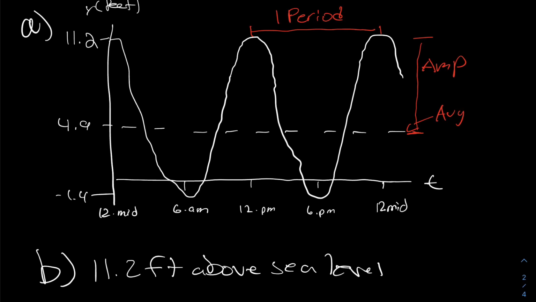know that if we multiply each side by 2, we get 2 pi over 12. So this tells us that a period or a full cycle is 12 hours. So we know we have 2 cycles in 24 hours. For part B, when they ask us to find the maximum value, what we did was add the amplitude and the vertical shift. 4.9 plus 6.3 is equal to 11.2.